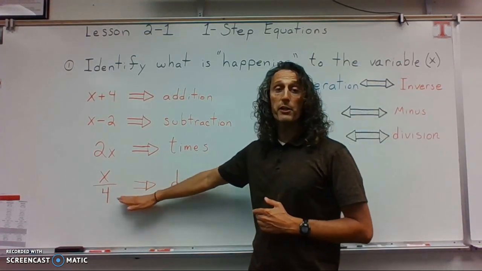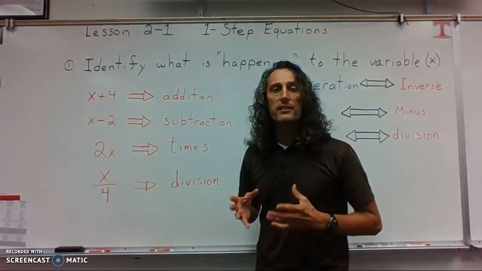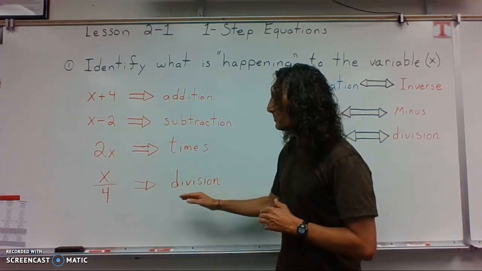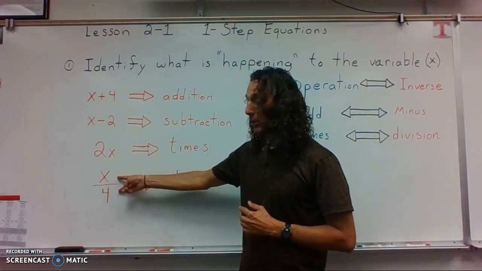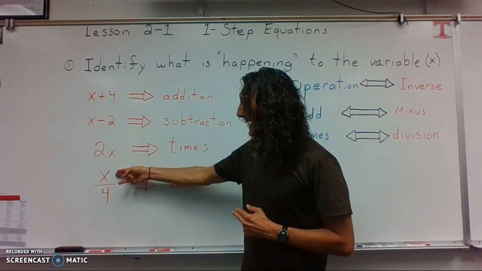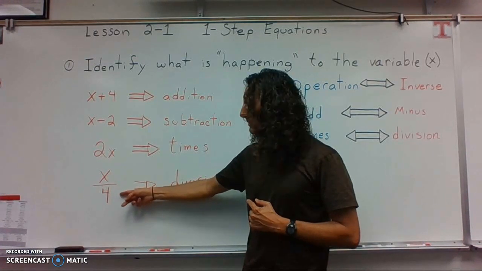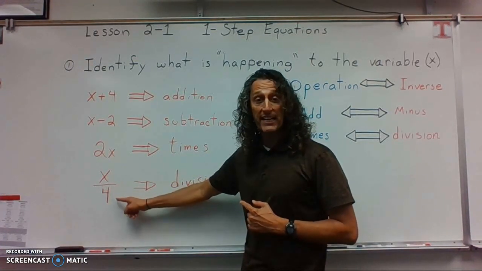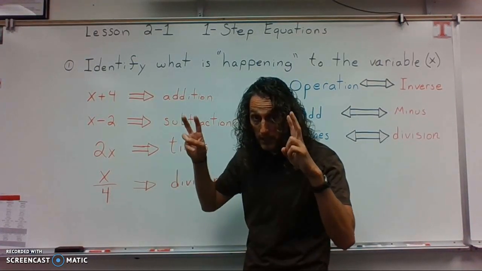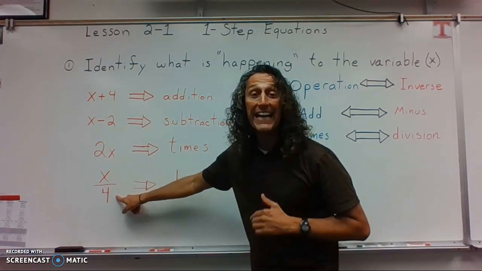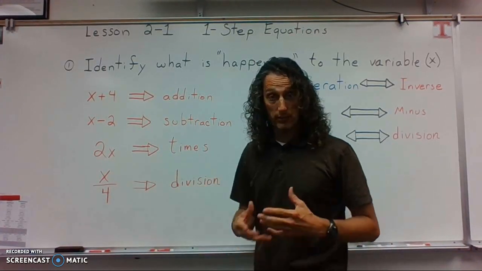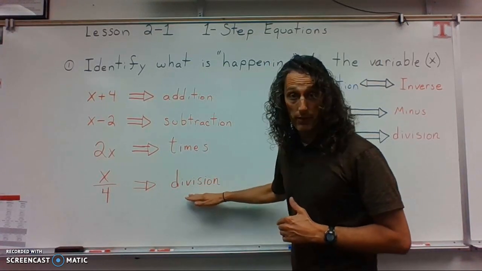And again, we're not going to be using the division sign anymore. We're going to be showing what looks to be a fraction, or the x on top of a number. And that number that it's on top of is dividing. So what's happening to the x? It's being divided into 4 parts. Okay, so that's division, right?